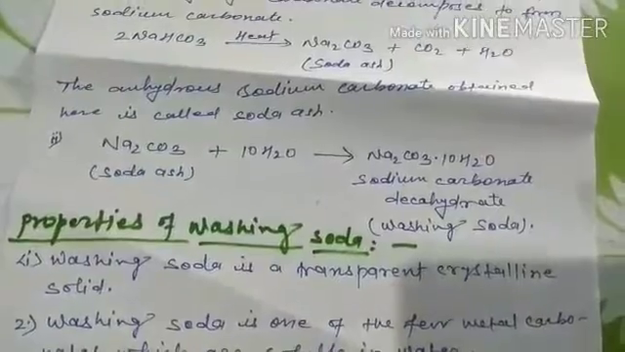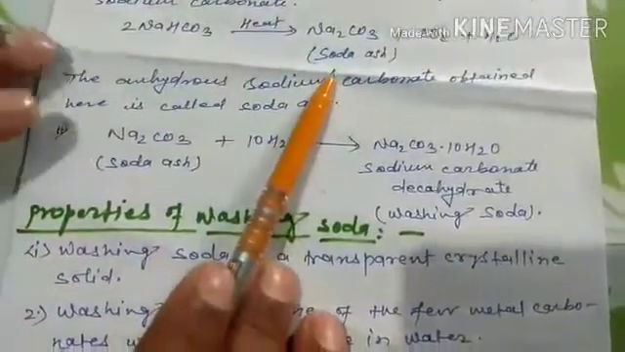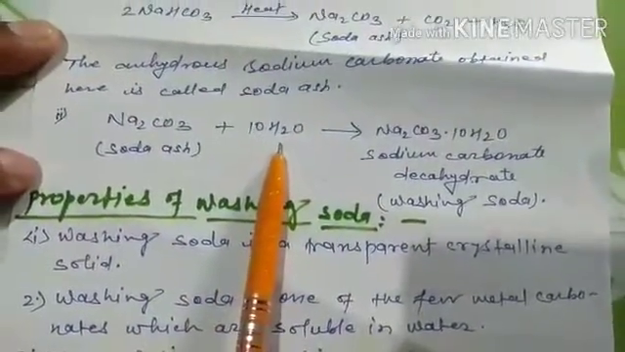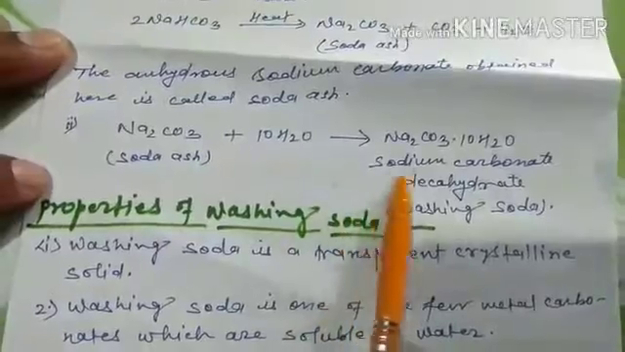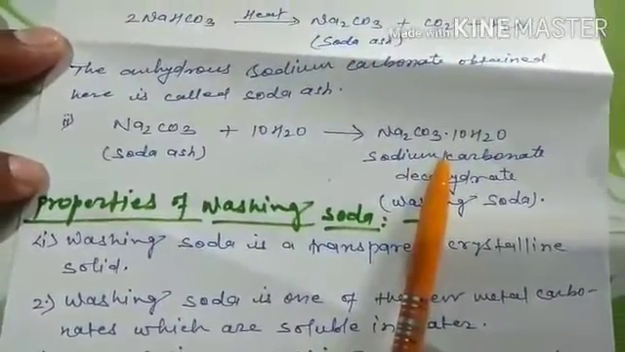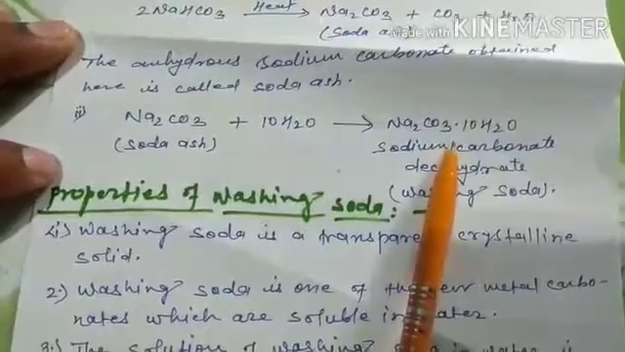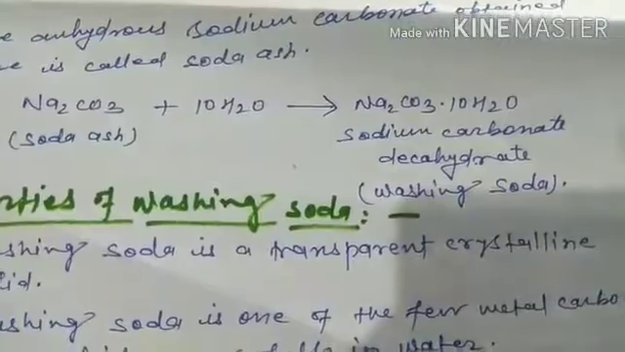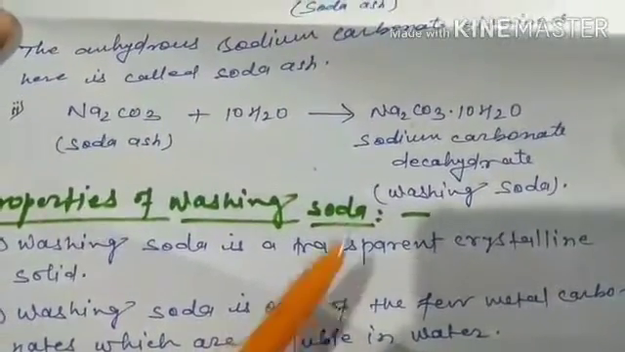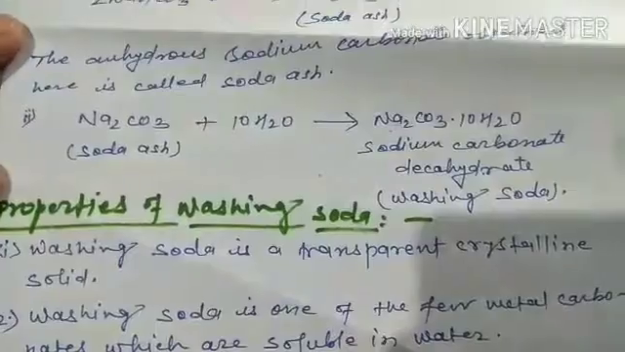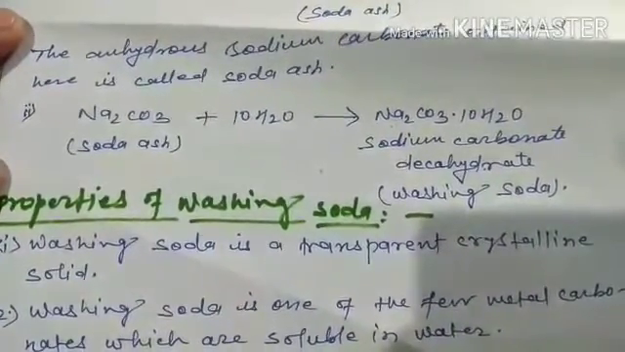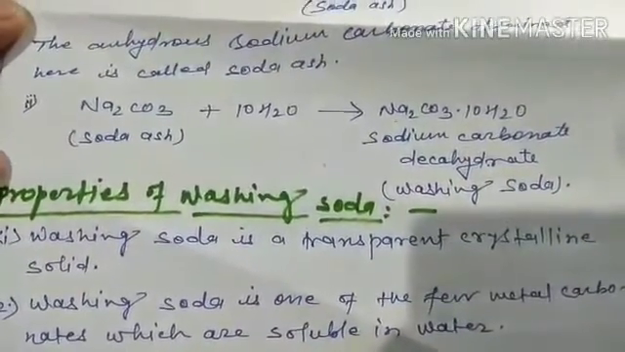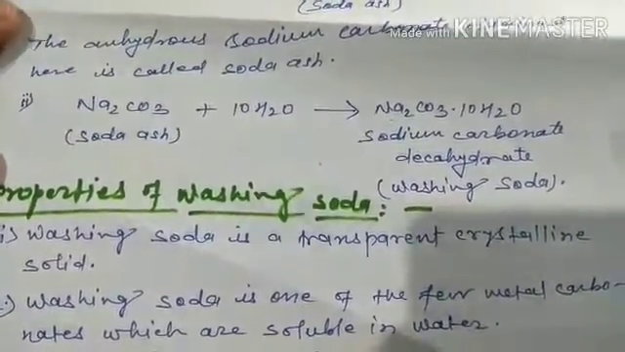And after that, this soda ash reacted with 10 molecules of water, then it forms Na2CO3.10H2O. This is sodium carbonate decahydrate, and this is the formula of sodium carbonate decahydrate. Commercially sodium carbonate decahydrate is known as washing soda.